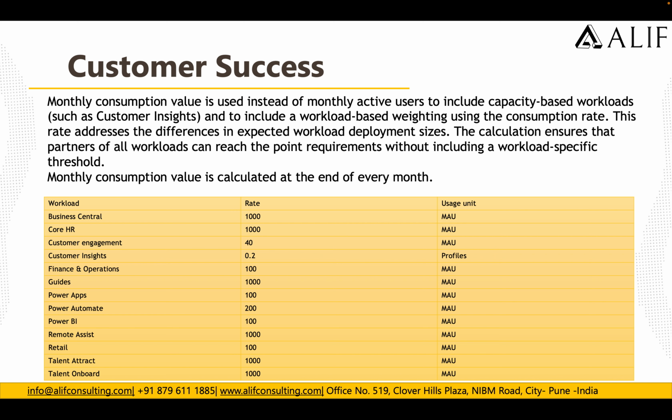The maximum consumption value is calculated at the end of every month, and the value has been given in the slide. Like if you go for the Business Central workload, then you need to have 100,000 maximum active units. If there's Core HR, then you need to have 1,000 active units. So this depends on exactly which product you are using.